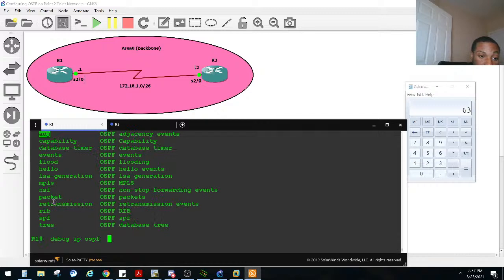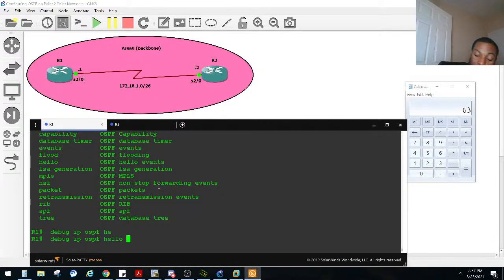We could do just packets. That's what I wanted to see: hello. Now we're going to see how many times he's saying hello to the old guy down the block, right? So let's go ahead and do that one. That's going to turn on debugging for this router, and we can turn it off if we want to. So we do debug ip ospf hello.